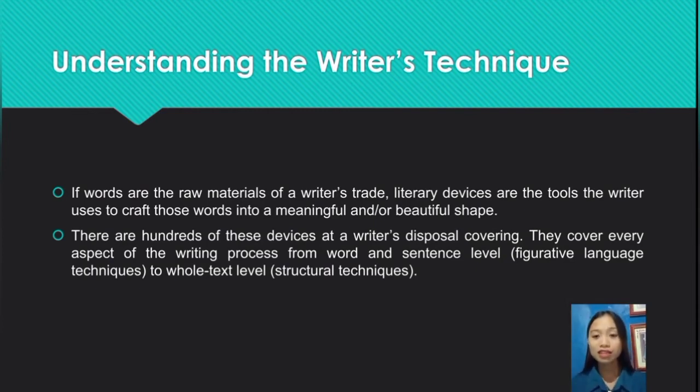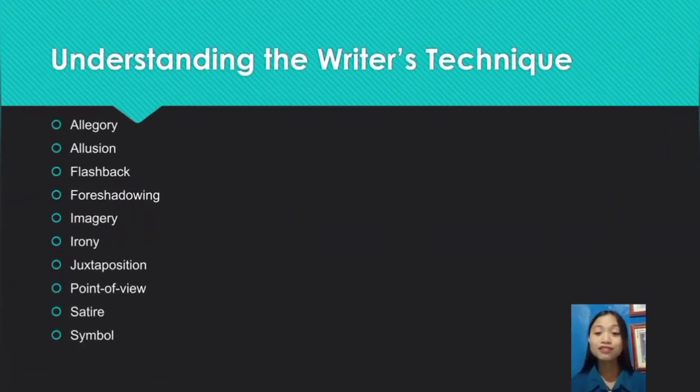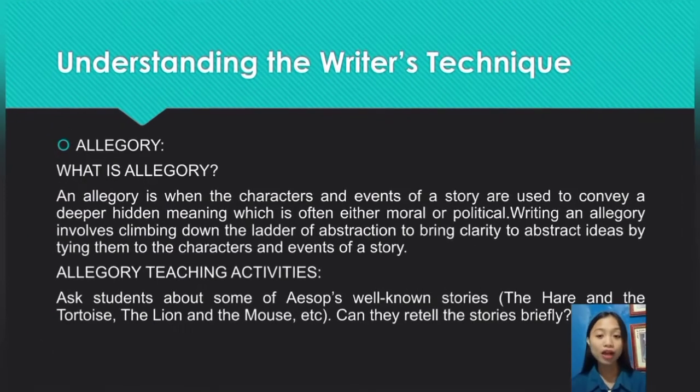So in this lesson, we'll take a look at the following literary devices in turn. First, we have allegory, allusion, flashback, foreshadowing, imagery, irony, juxtaposition, point of view, satire, and symbol. So first, let's talk about allegory.